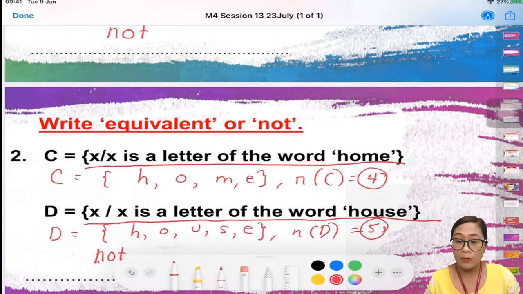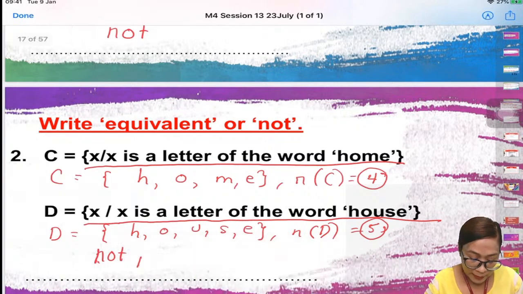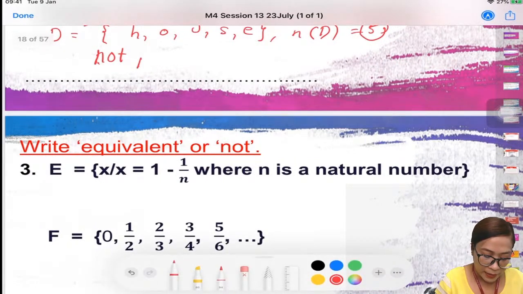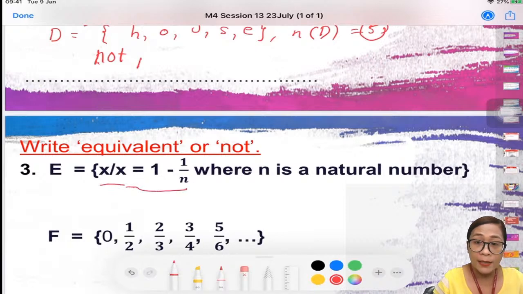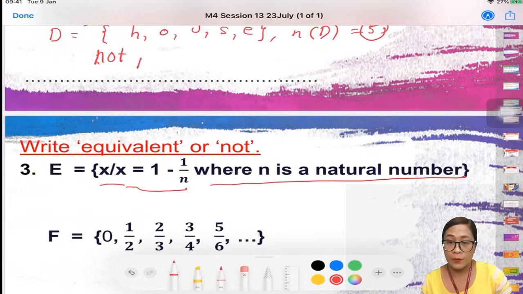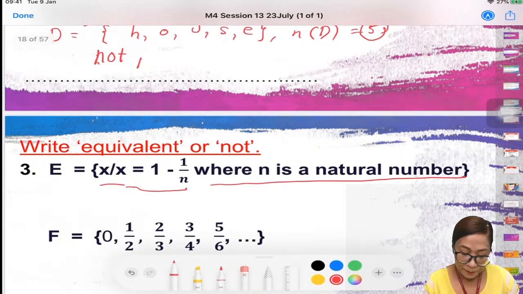N-O-T. Okay. Next, number 3. Write equivalent or not. E is the set of all x such that x is equal to 1 minus 1 over n, where n is a natural number. F is the set of 0, 1/2, 2/3, 3/4, 5 over 7.